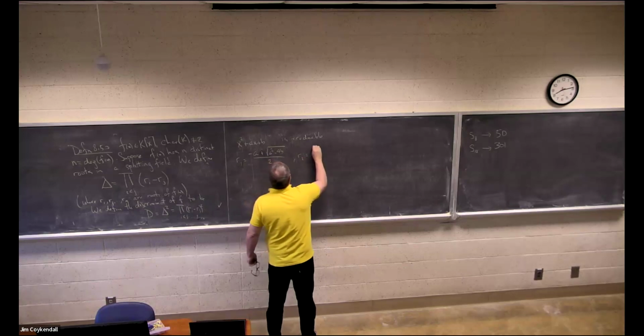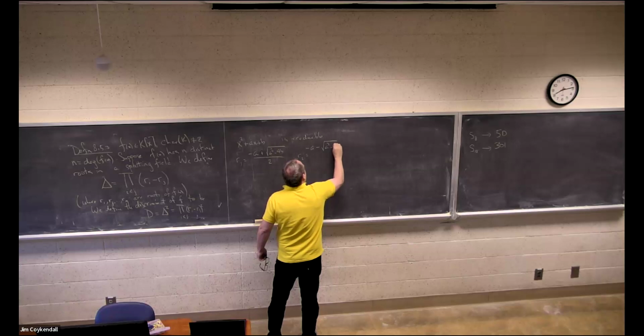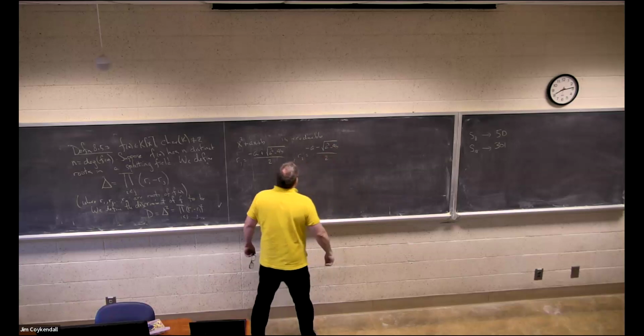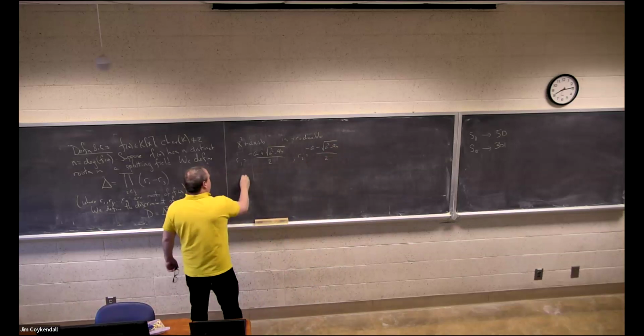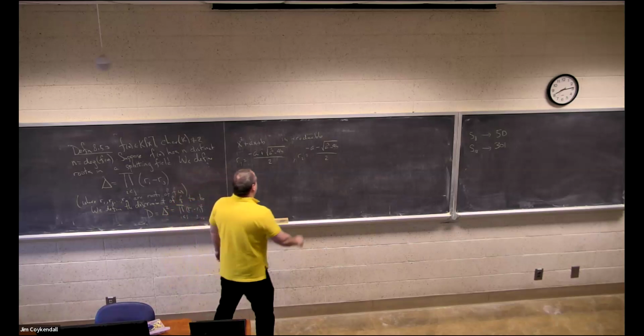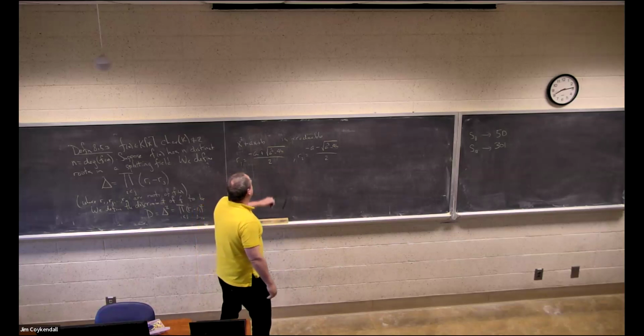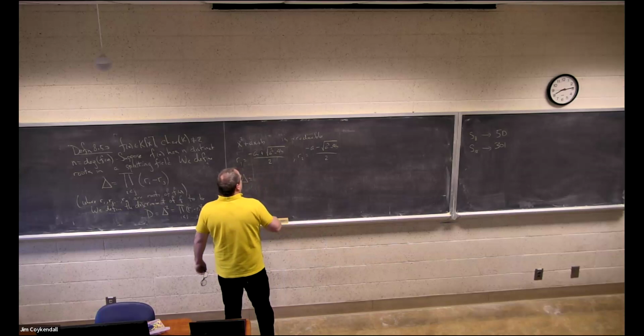Or R2 is negative a minus the square root of a squared minus 4b. Right. So in this case, for your delta, there's only one thing to do. It's just the difference between these two. Right. So it's going to be R1 minus R2.